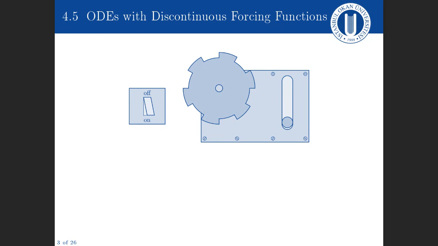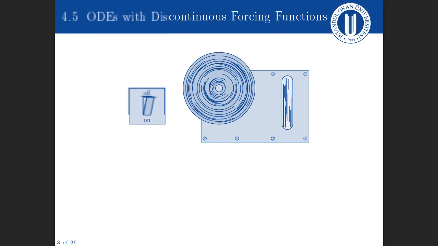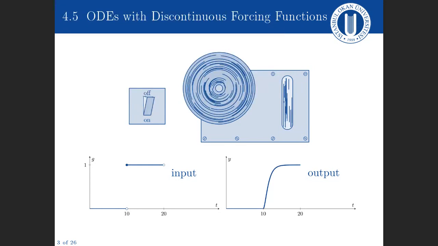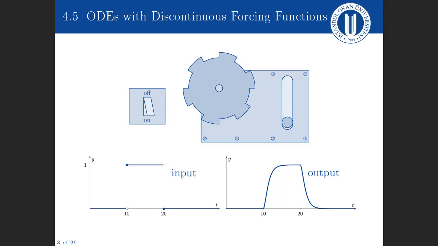In engineering, imagine that you have a machine and you can switch the machine on or off. So in terms of our differential equations, we'd expect the input function, that's the function g of t, to be a discontinuous function. Let's suppose our machine is off for the first 10 seconds, and then we switch our machine on. So our input is 1 for another 10 seconds, and then we switch the machine off again. What would we expect the machine to do?